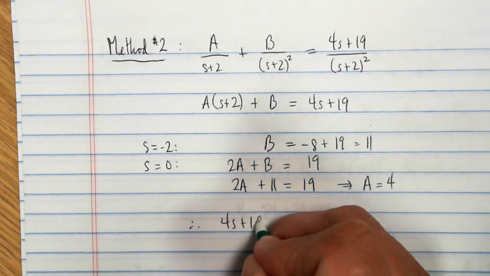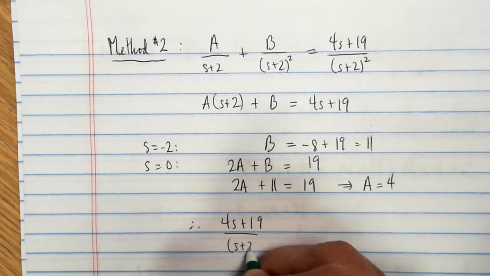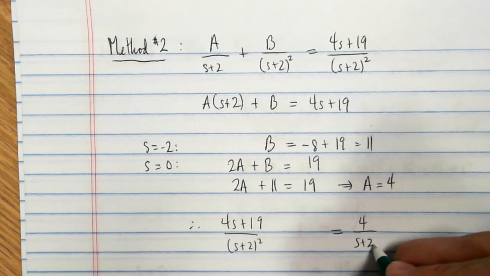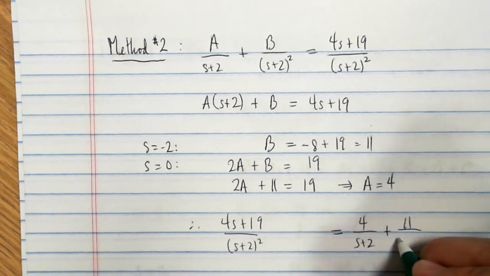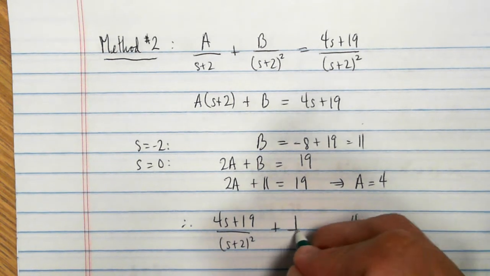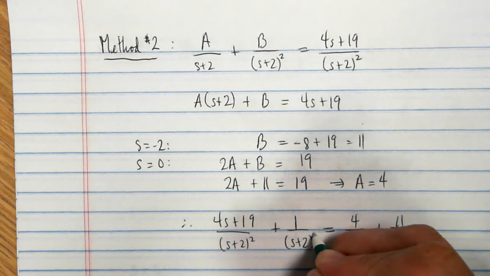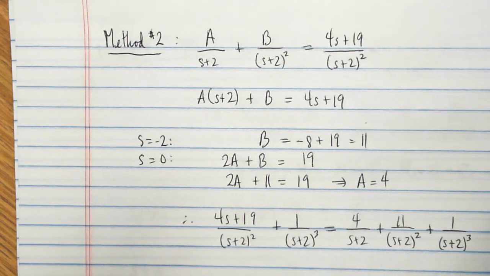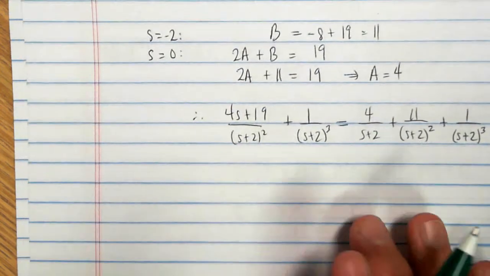4s plus 19 over s plus 2 squared is equal to 4 over s plus 2 plus 11 over s plus 2 squared. And so if I add on that extra 1 over s plus 2 to the third on both sides, there's my expansion. So that's the second method. Third method.